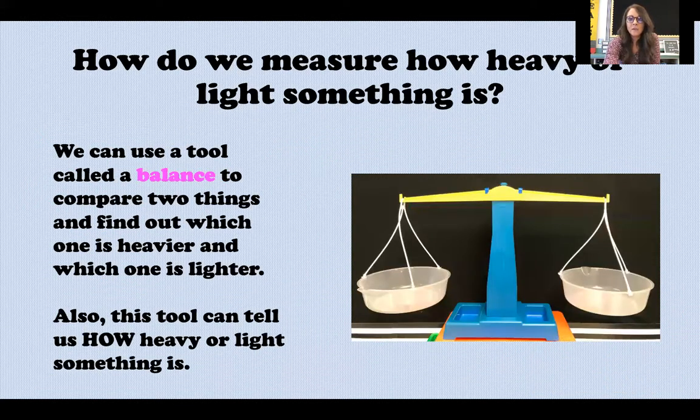How do we measure how heavy or light something is? We can use a tool called a balance to compare two things and find out which one is heavier and which one is lighter. Also, this tool can tell you how heavy or light something is. So here's a picture of a balance. There are many different types of tools that can measure how heavy or light something is. This is the one that we are going to be using in the science lab in first grade. It's called a balance, okay?